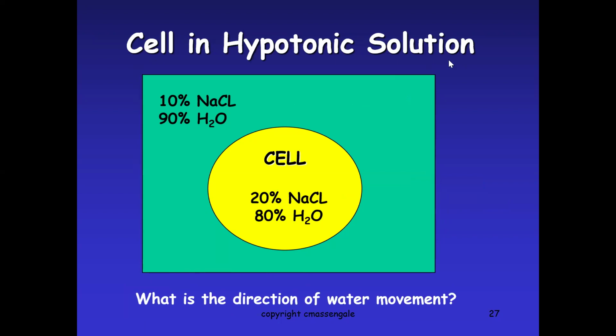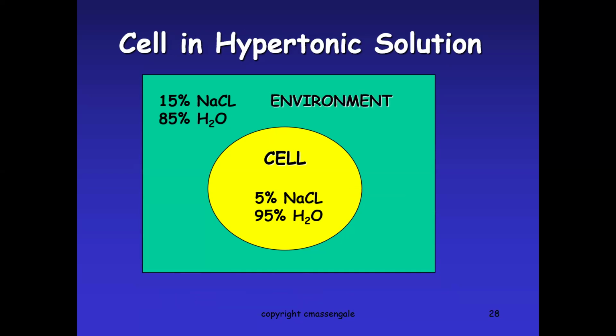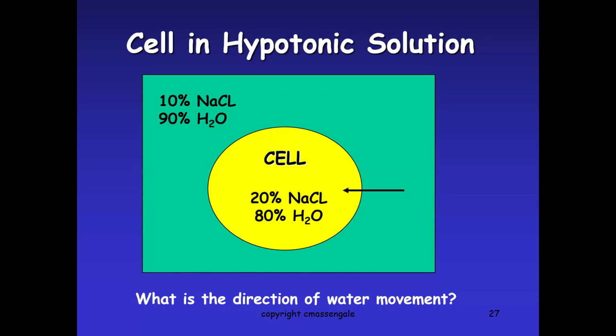hypotonic solution, you see in the cell, the concentration of sodium chloride is 20%, and outside the cell, that is in the environment, we have 10% of sodium chloride. And then for water, we have 80% in the cell, and we have 90% of water in the environment. So you see, it is not the same. So now what will happen?